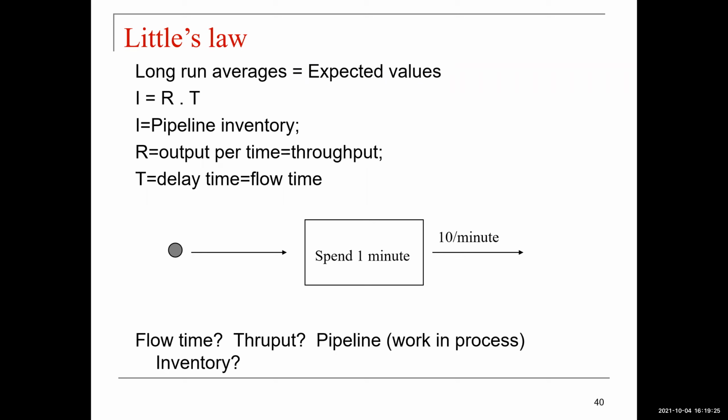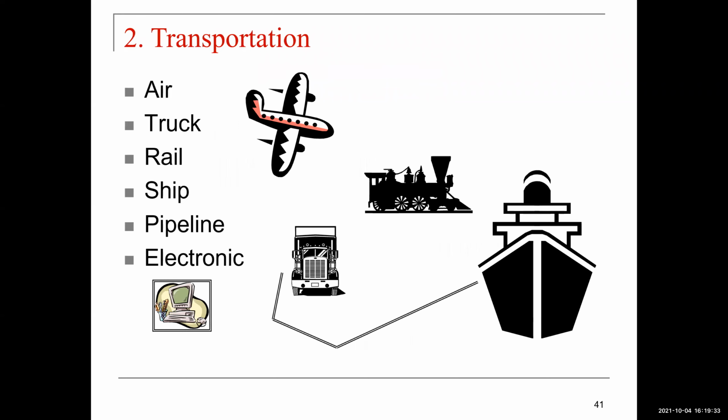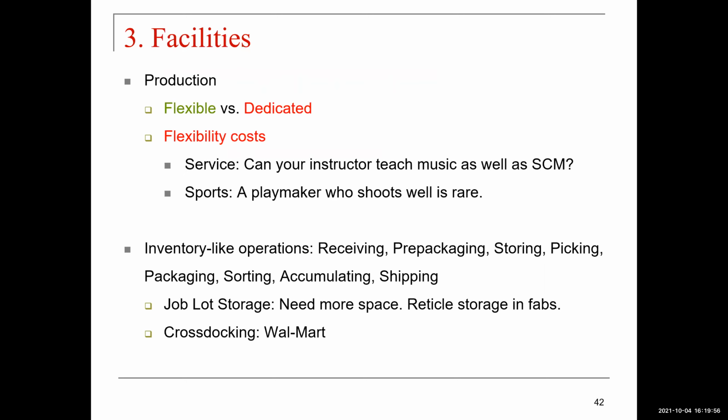So knowing the flow time, the throughput, the pipeline process, and the inventory, all those are important in terms of your planning. The transportation, many ways of getting your product to the expected destination. So air, truck, rail, ship, pipeline, electronic. So depending on the type of product that you are producing and also your destination, you might choose between the different modes. In terms of facility, having a production that is flexible versus dedicated.